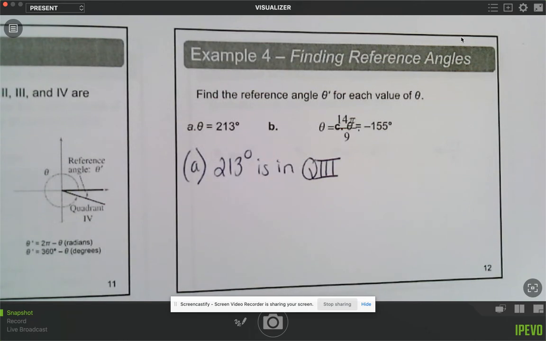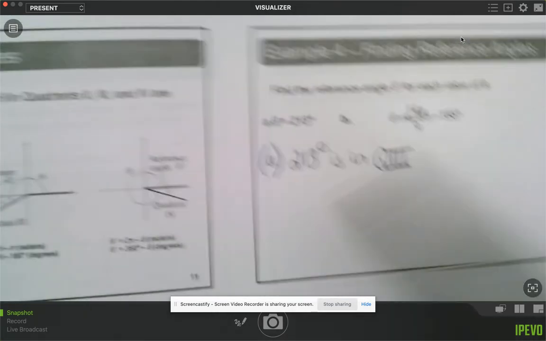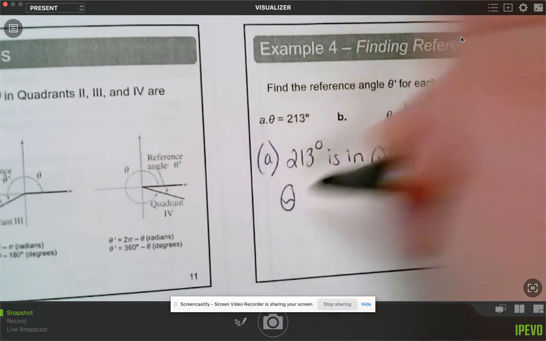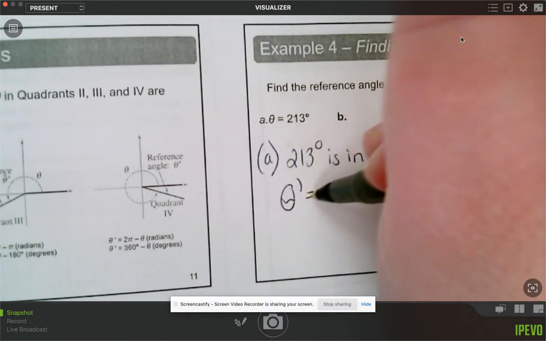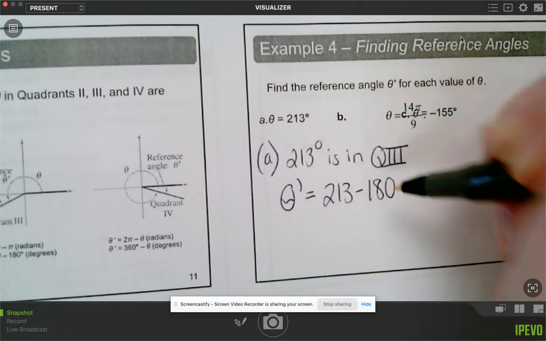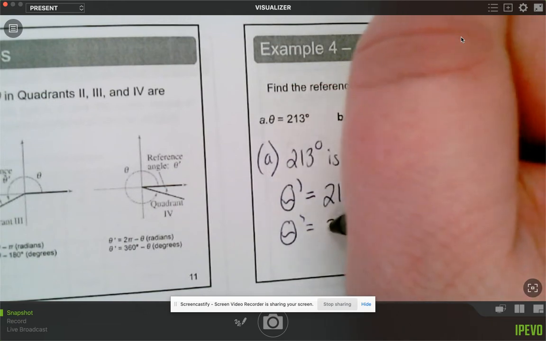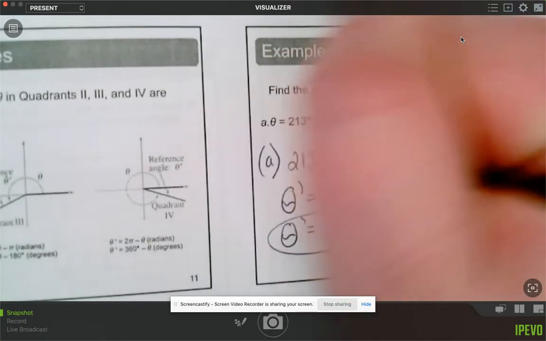Okay. And in order to find the reference angle for quadrant 3, you look down here and you do the angle minus 180. So I would say the reference angle equals 213 minus 180. And when you do that math, you get 33 degrees. And I'm done.